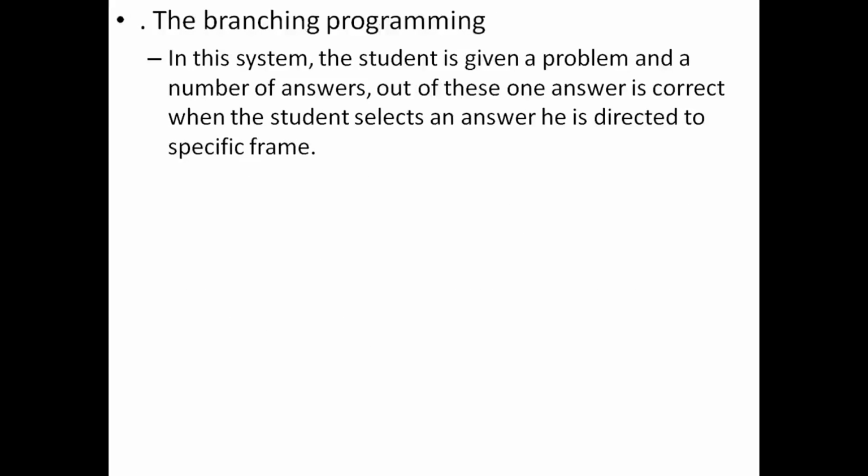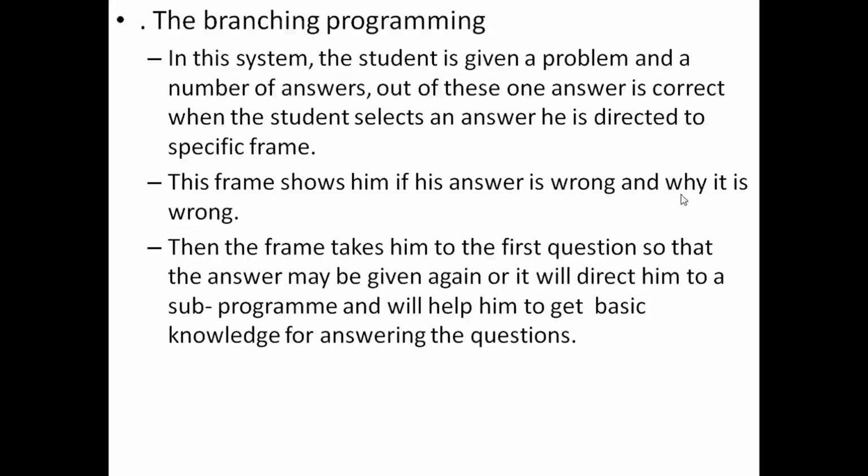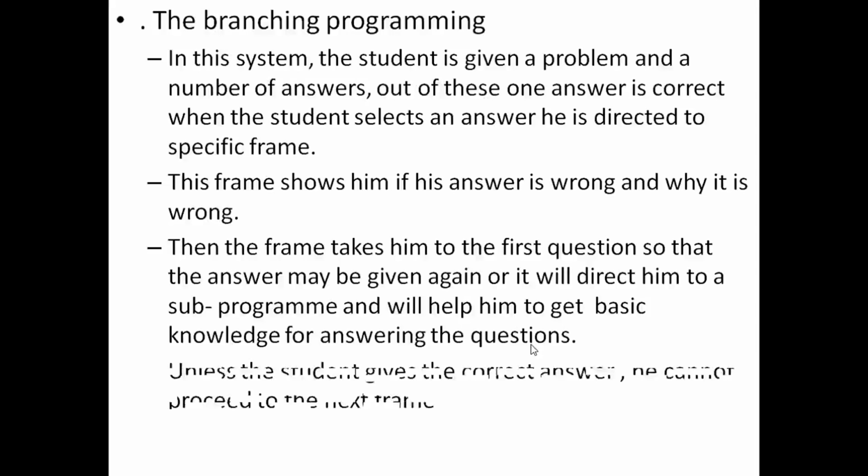The branching program: in this system, the student is given a problem and a number of answers. Out of these, one answer is correct. When the student selects an answer, he is directed to a specific frame. This frame shows him if his answer is wrong and why it is wrong. Then the frame takes him back to the first question so that the answer may be given again, or it will direct him to a sub-program to get him the basic knowledge for answering the question. Unless the student gives the correct answer, he cannot proceed to the next frame.